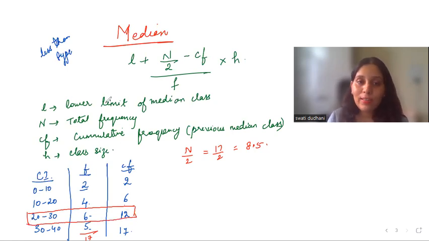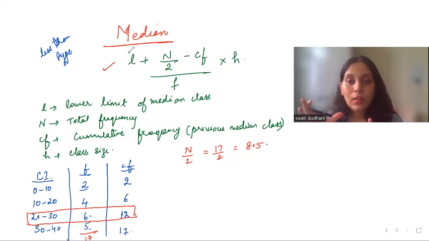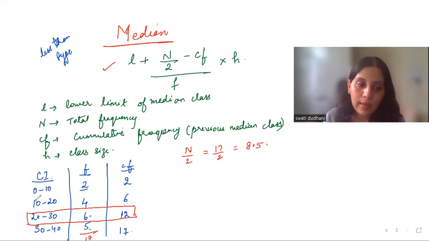Now, how do we take the values? Let us use the formula and substitute. L is the lower limit of the median class. The median class is 20 to 30. Lower limit is 20, plus n by 2, which we already found is 8.5, minus CF, the cumulative frequency of the previous median class. Now, this is my median class. The previous cumulative frequency is 6.